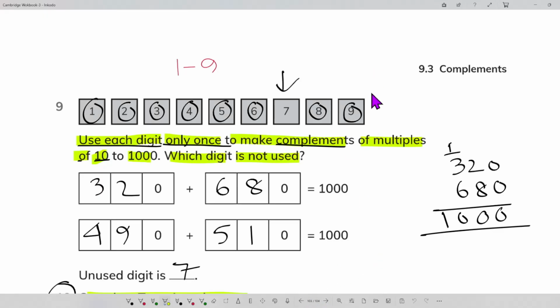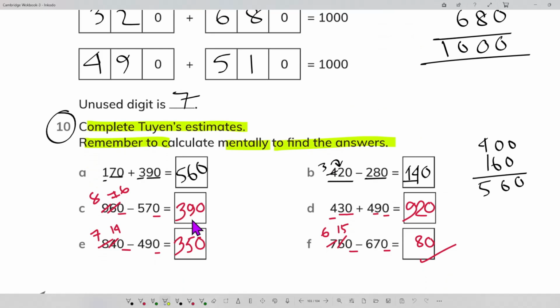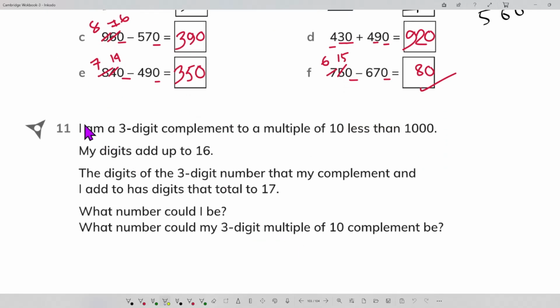Number 11, and it's the last question of this chapter. It means unit 9, exercise 9.3 complements. Number 11 says, I am a 3-digit complement to a multiple of 10 less than 1000. My digits add up to 16. The digits of the 3-digit number that my complement and I add to have a total of 17. What number could I be? What number could my 3-digit multiple of 10 complement be?